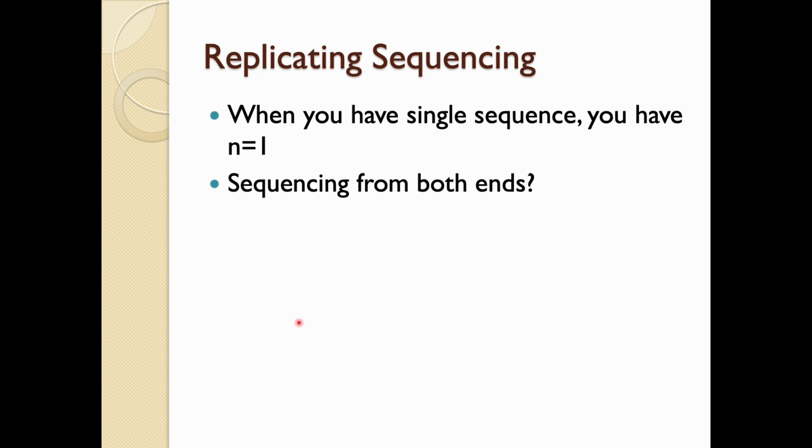If you have only one sequence, your sample size is 1, or in other words, n equals 1. To improve reliability, sequence from both ends or use replicates. This helps confirm your results and reduce error.